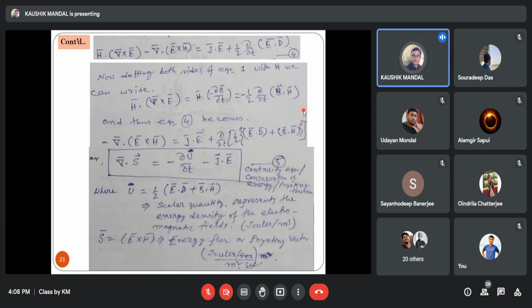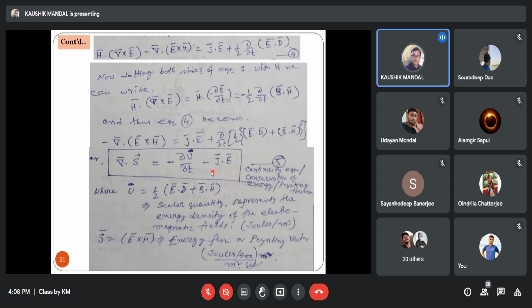Okay, let's start with this particular point. Starting from Maxwell's equation, we have seen that divergence of S equals minus del U del T minus J dot E. Now U is half of E dot D plus B dot H. Half of E dot D is the stored electric energy. Half of B dot H is the stored magnetic energy. And J dot E is the power dissipated due to the ohmic loss.